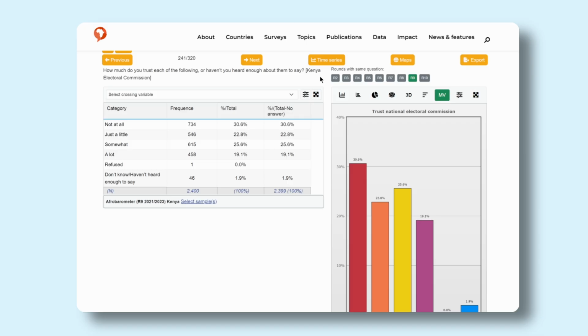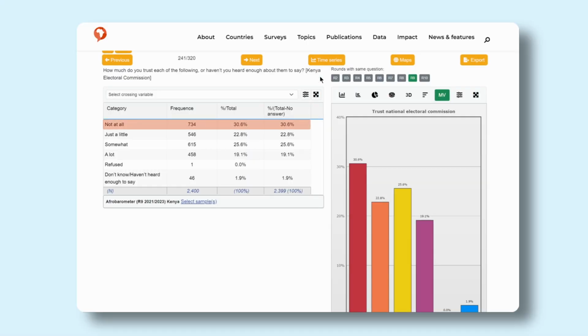The third and fourth columns show percentages. The third column, titled Percentage/Total, expresses the frequency as a proportion of all respondents. The fourth column, Percentage, Total minus no answer, is usually very similar to the percentage in column 3. The only difference is that it excludes from the total those who refuse to answer the question. It gives a clearer picture of the distribution of opinions among those who actually expressed a preference.